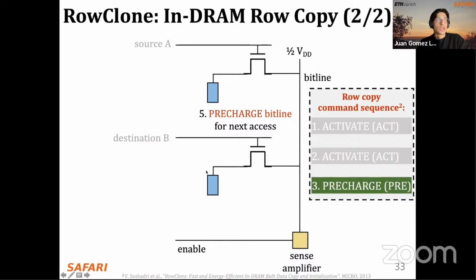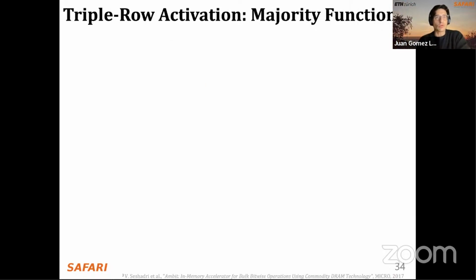But as you see, now we have copied the contents of this cell in row A into the destination row, right? So this is a relatively simple operation, a relatively simple idea, as you can see, but very effective and very powerful when it comes to copying bulk amounts of data, or large amounts of data in bulk, from one row to another row.